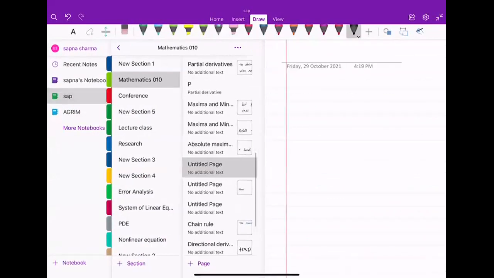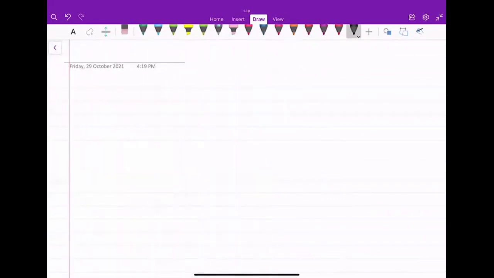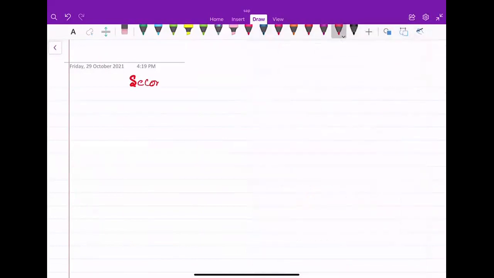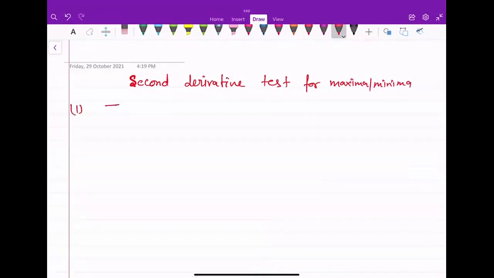Ma'am, we have to start the second derivative test. Yes, that's why I'm telling you. So the second derivative test for maxima and minima. First of all, step one is to compute the critical points.